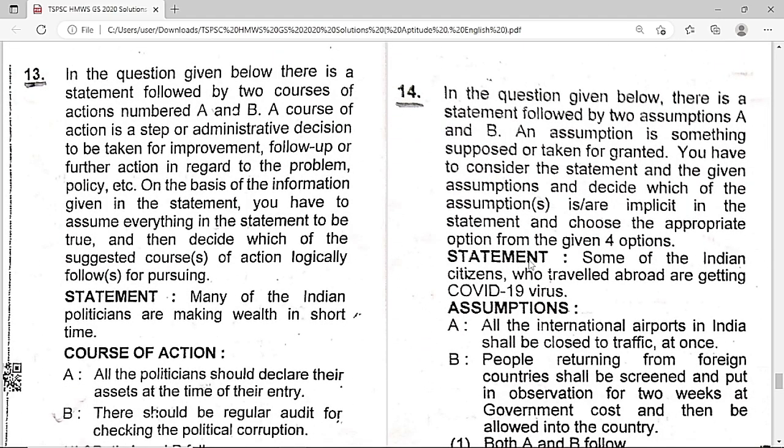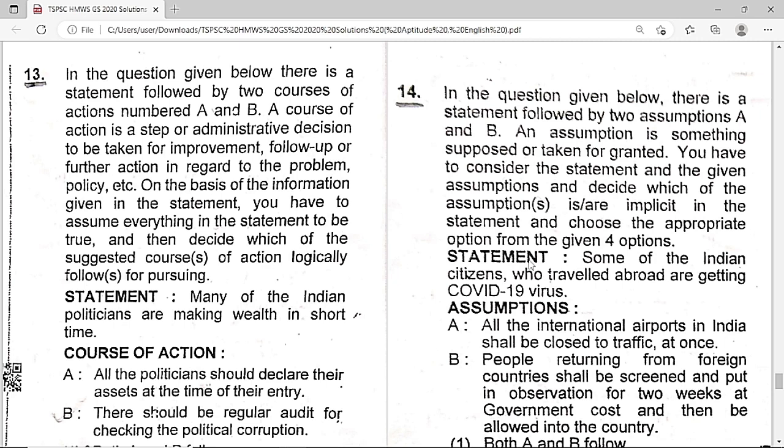See the question here. In the question given below, there is a statement followed by two assumptions A and B. An assumption is something supposed or taken for granted. We have to consider the statement and the given assumptions and decide which of the assumptions is implicit in the statement and choose the appropriate option from the given four options.